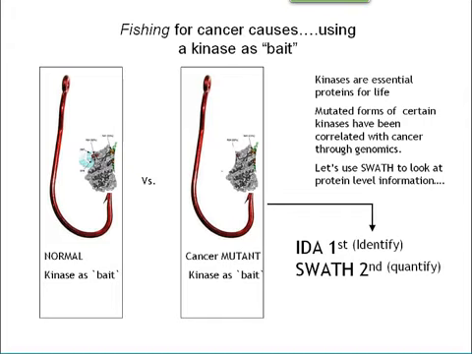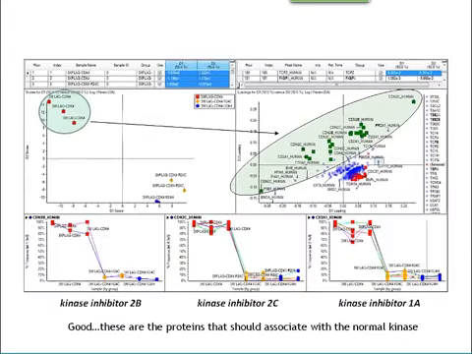So this particular kinase is now going to be contrasted with a mutant, or a couple of mutant forms of it, to see if there's any difference in the proteins that bind to it, because proteins need other proteins to form molecular assemblies to do their work. Here we're looking at a SWATH readout using MarkerView.